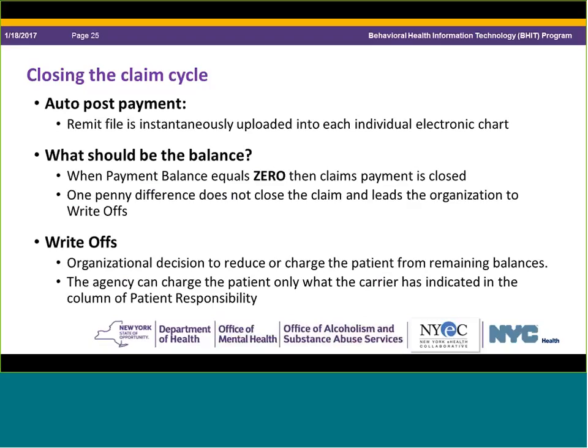But again, case-by-case basis, you're not going to start billing members a penny. Plus, if the EOB says you can't bill the member, well, then you can't bill the member. The agency can charge the patient only what the carrier has indicated in the column of patient responsibility. That's the one that you showed before. That is correct. So 1 penny is still pending, so we have to close it. Correct. So you would do a write-off.